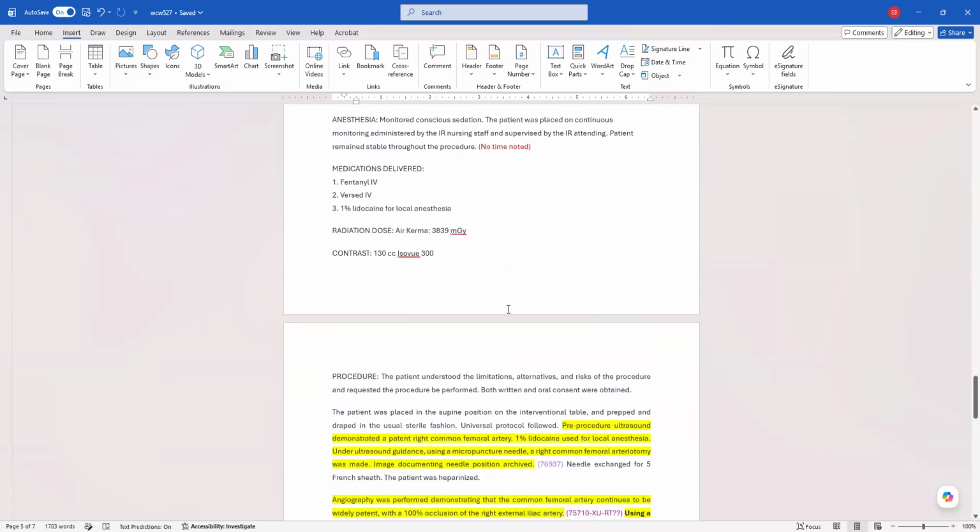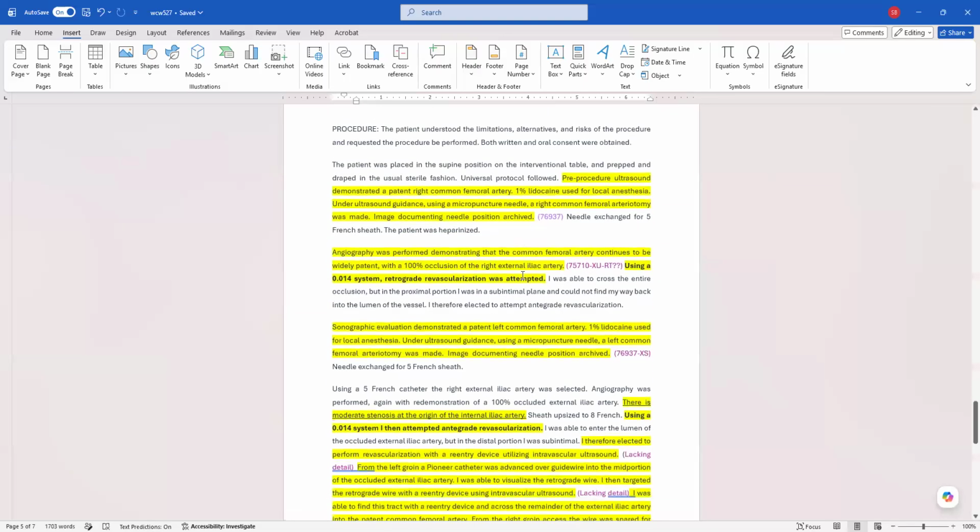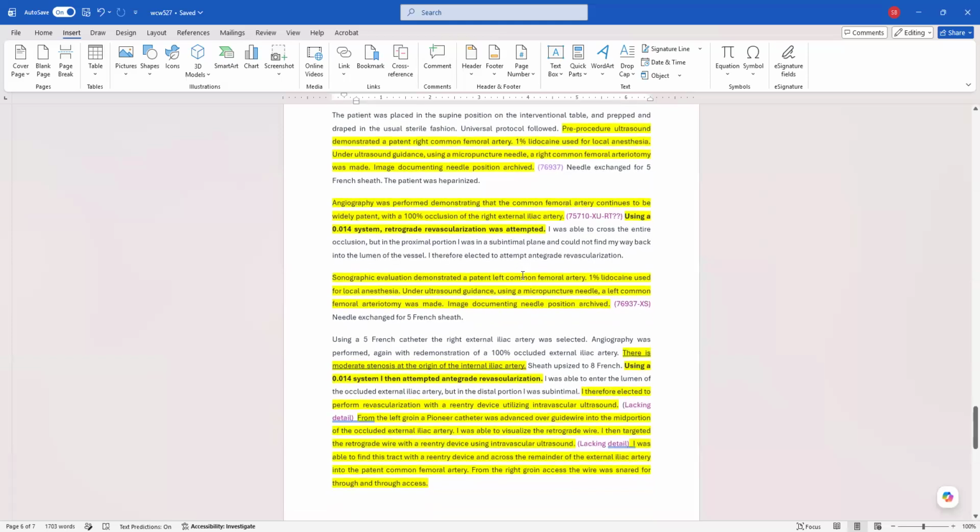So again, with our moderate sedation, we don't have our time documented. So we would want to go back and verify that in the medical record and assign those codes as appropriate. So let's look at our procedure details. Here we have ultrasound guided vascular access for the right common femoral artery, and we have our documentation requirements met.